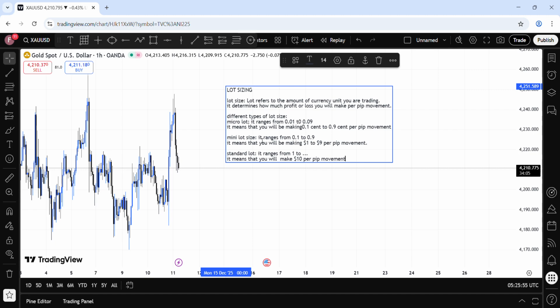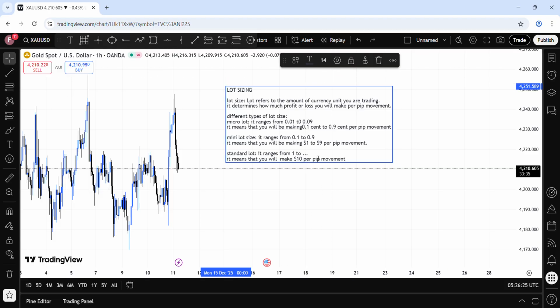So understand the difference. In the micro lot, you're making 0.1 cents to 0.9 cents per pip movement. In the mini lot, you are making $1 to $9 per pip movement. In the standard lot, you are making $10 per pip movement. Do you understand me? Okay. So I said in the beginning that lot size determines how much profit or loss you will make per pip movement.